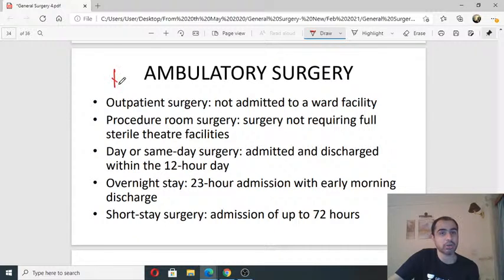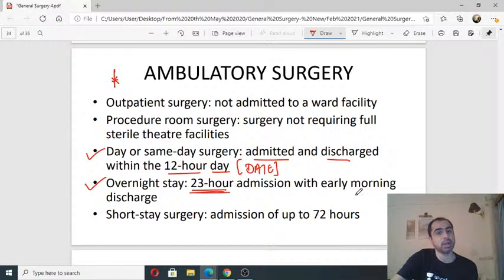Each of these is important. But I'll tell you the most important one. Day surgery or same day surgery, admitted and discharged within the 12-hour day. Same day, same date. Date has to be same. Overnight stay means 23 hours admission with early morning discharge. Right? So if he comes at 7 in the evening and gets discharged next morning at 7 o'clock, it will be called as overnight stay. It will not be called as day surgery.